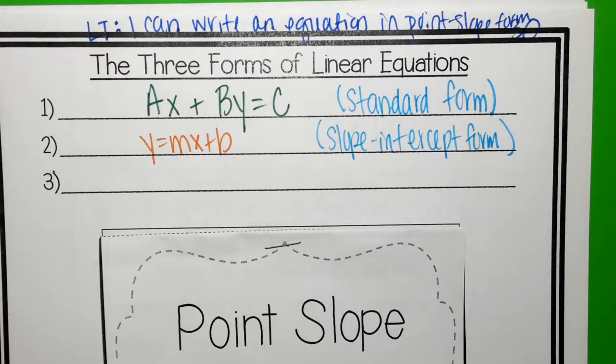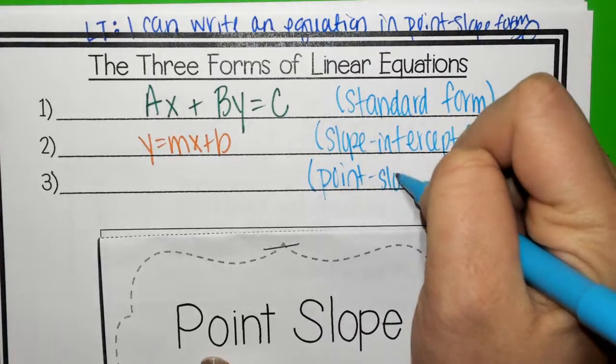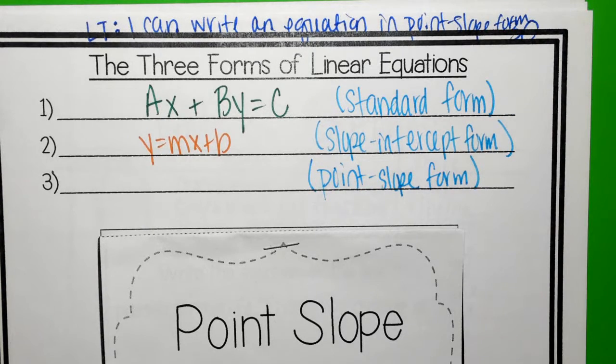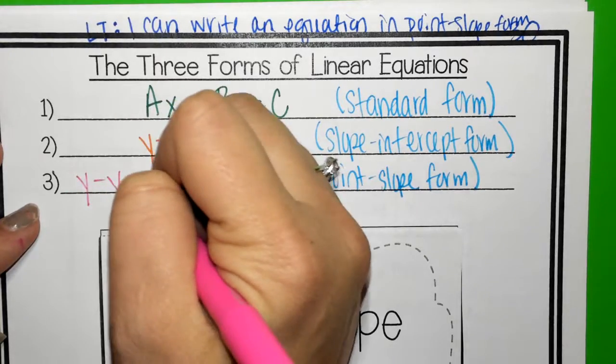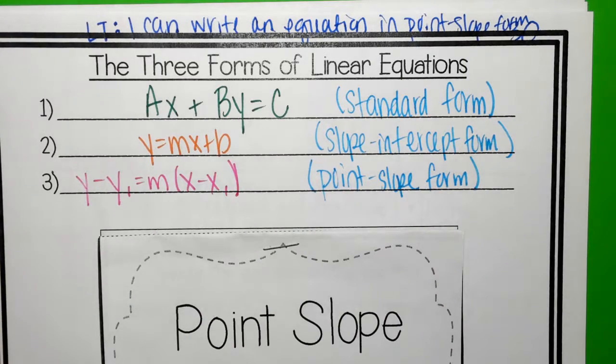And the last form that we are going to do today is point-slope form. And you use it if I give you a slope and a point. And it is just y minus y1 equals m times x minus x1. It is super easy.